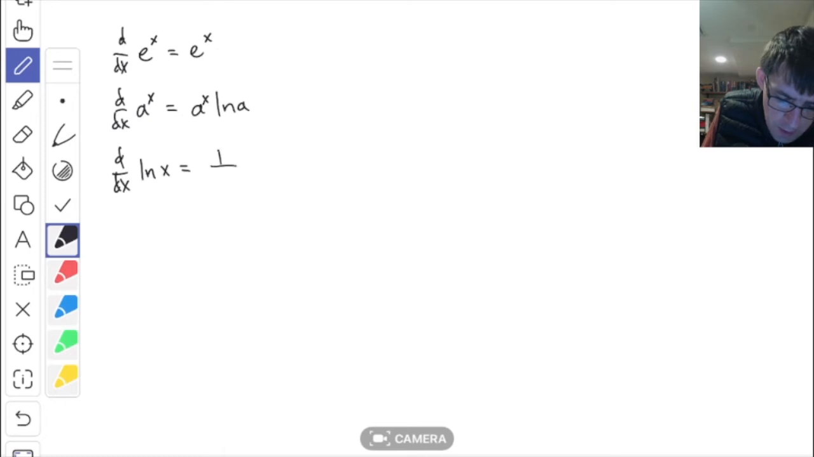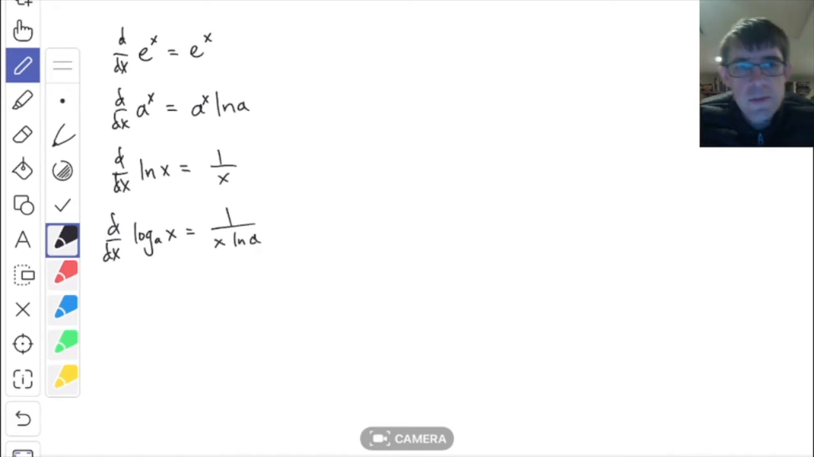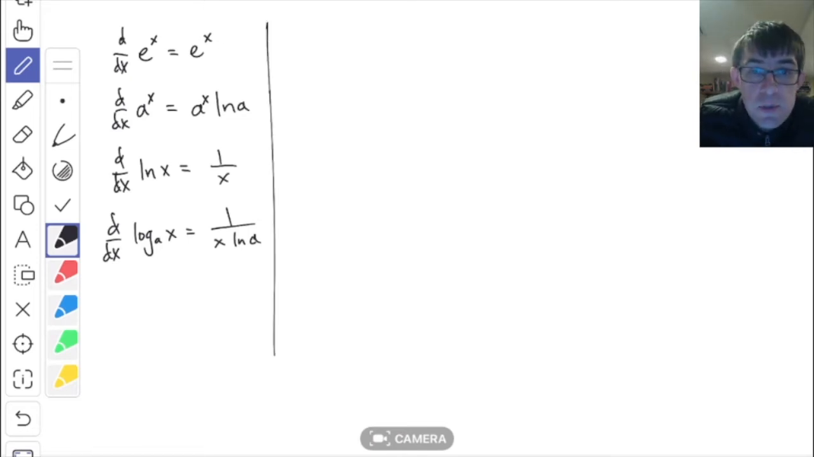Derivative of the natural log of x is 1 over x, and derivative of log with some other base is 1 over x ln of a. So these are the formulas you need to remember. They're not so complicated. Let's just try some examples using these formulas.